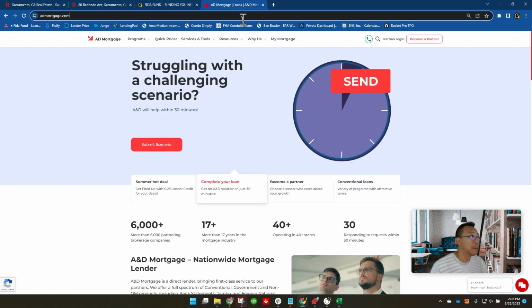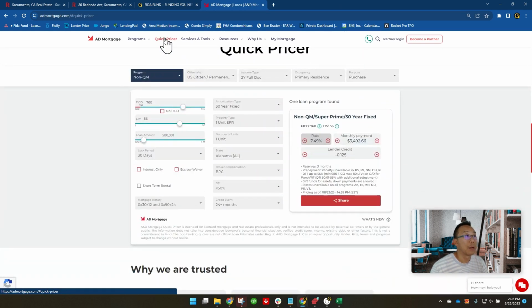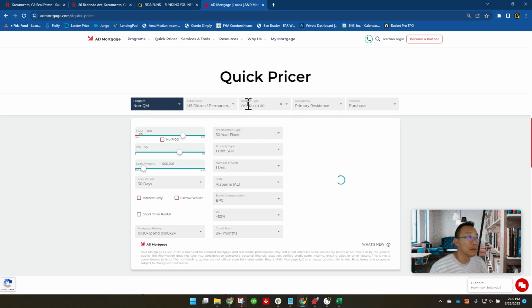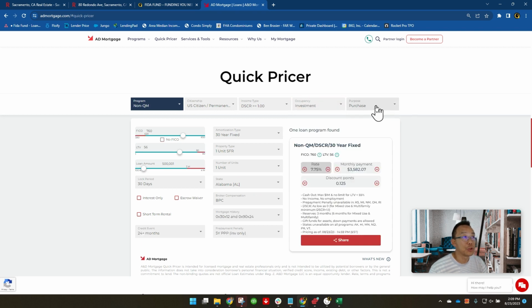Or AD Mortgage, I'm just using one of them as an example because they publish the pricing engine publicly, right? So to price it, what you do is you choose a non-QM. I think that's usually what they default to, and their citizenship status. You can even be a non-permanent resident to do a DSCR loan. Income type, in our case, is going to be DSCR, and just assume that the coverage ratio is over 1, right? Occupancy turns red because you cannot do a DSCR loan on a primary residence. It has to be an investment property, and the purpose is purchase. It's not cash out or refinance, right?